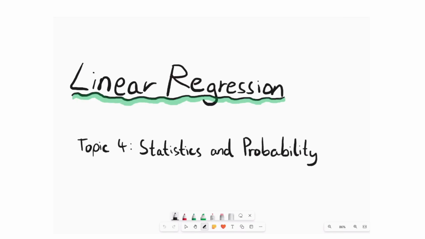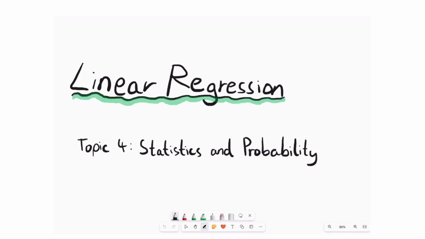So linear regression typically comes up pretty early in topic 4 of stats and probability, and it's a pretty simple concept, but we'll just go through it. To set the scene, what is linear regression? Linear regression is basically a model that estimates the relationship between two variables. So this could be age and weight, age and height, basically anything.